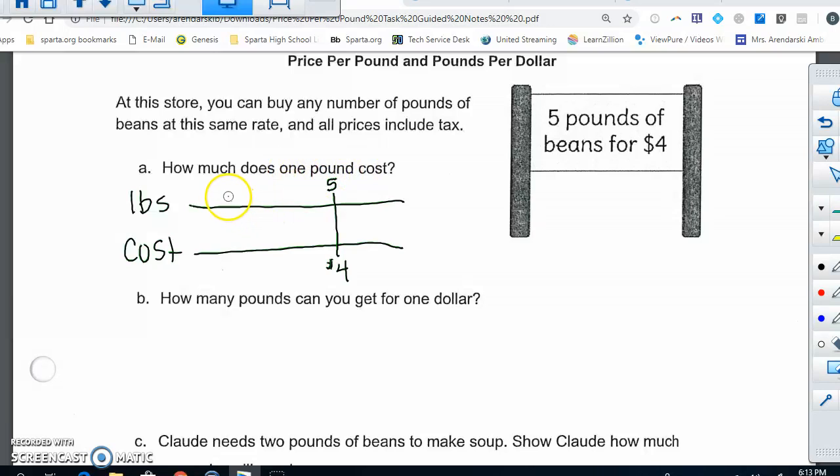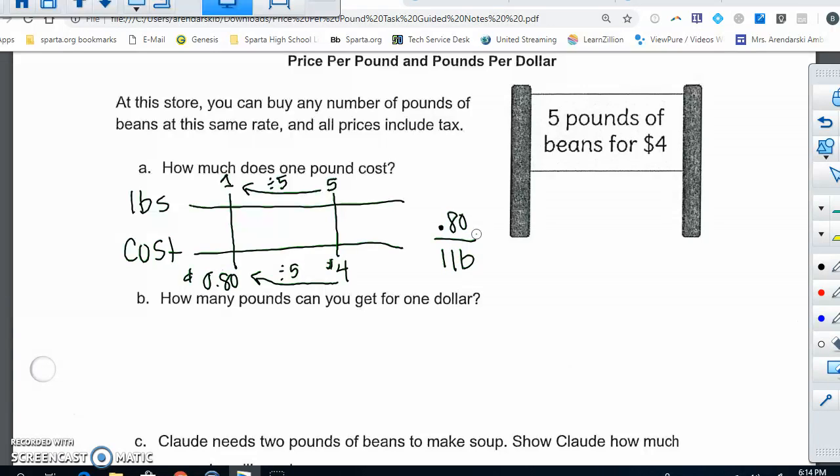That's a unit rate. So I'm going to put 1 here. And my relationship is to divide by 5. So we want to take 4 and divide by 5. Using our calculators, 4 divided by 5 gives us 80 cents, or 0.8 per pound. We're going to write that over here as a unit rate: 80 cents for 1 pound.